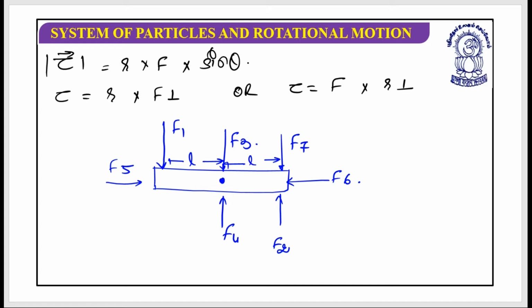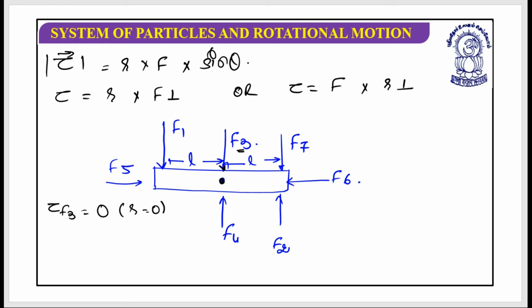First, let's focus on the torque due to force 3. Look at this. This force is applied on the point where the rod has been hinged. That means torque due to F3 would be equal to 0. Now, how could I come to know this? Because here the perpendicular distance is 0.